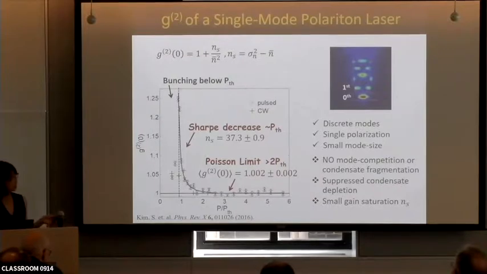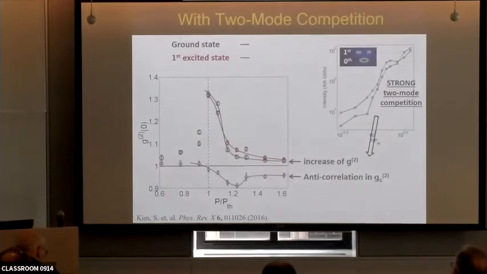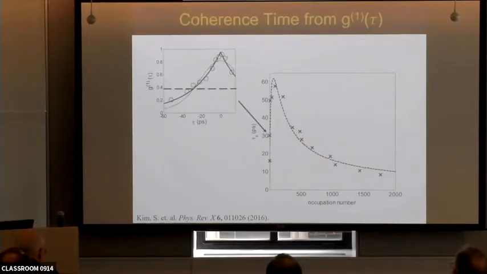And we can also investigate the role of mode competition in such a polariton laser. If we make two modes laser at the same time, then indeed the G2 increases, and there is anti-correlation between the two modes that are lasing at the same time. So with the Poisson limit of the laser, we can look at the intrinsic properties of the first-order coherence just by Michelson interferometer measurement.